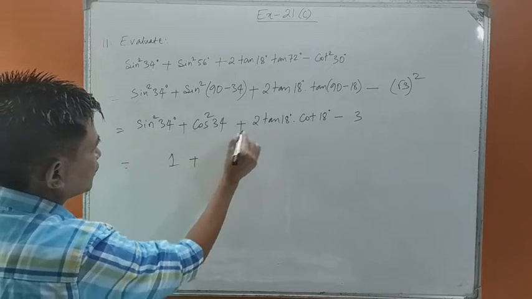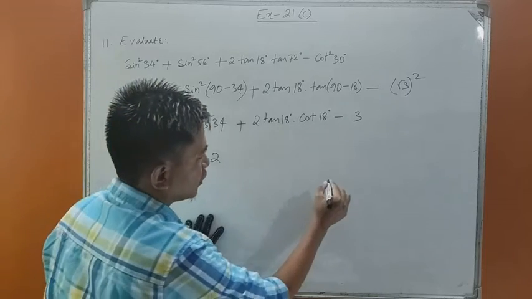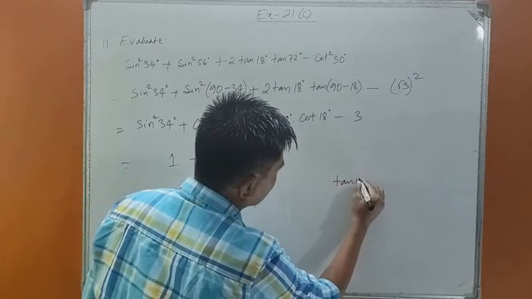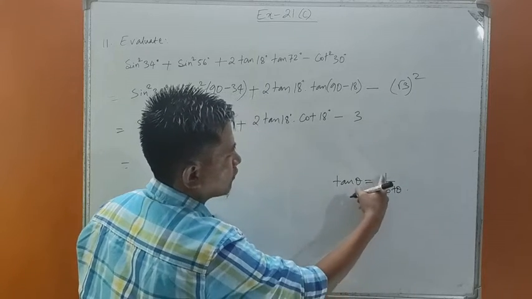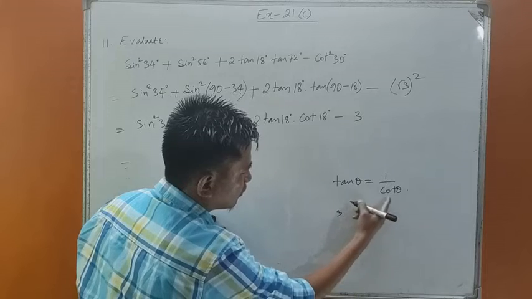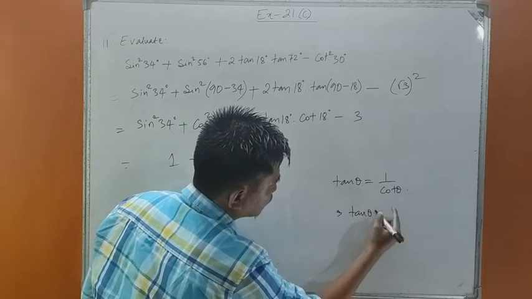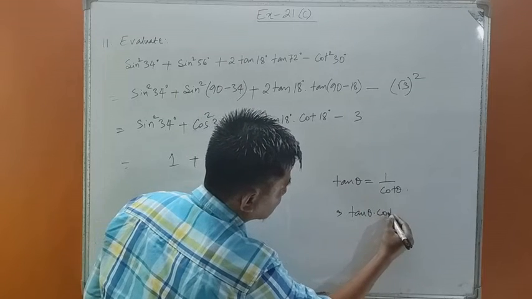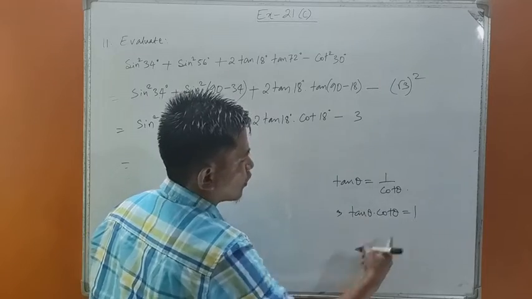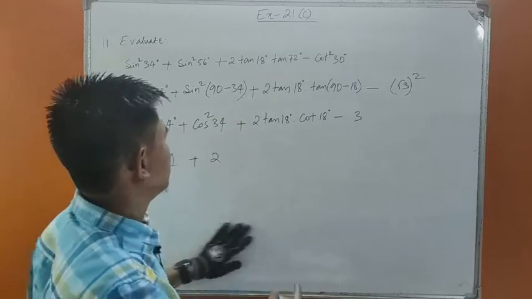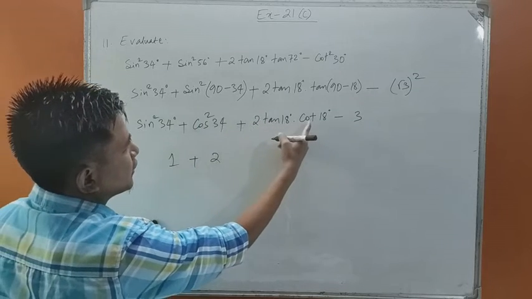So plus 2. Now we have tan theta into cot theta. Tan theta and cot theta are reciprocals of each other. Tan theta equals 1 upon cot theta. We know this, so let us cross multiply: tan theta into cot theta equals 1. The product of tan theta and cot theta gives us 1. So this plus is this plus, this 2 is this 2, tan theta into cot theta.